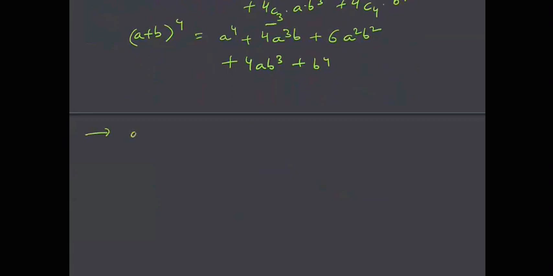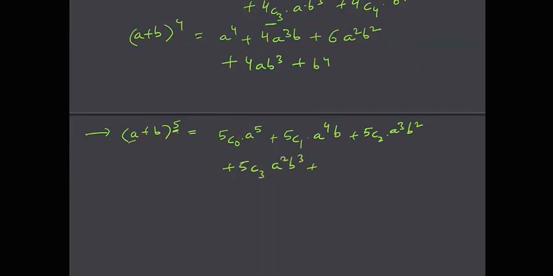Now let us do it for (a plus b) whole power 5. So (a plus b) whole power 5 will be 5C0 into a power 5, because now the power is 5, so the terms will be 5C0, 5C1, 5C2, 5C3, and so on. The highest power of a will be 5, plus now 5C1, where the power of a decreases by 1 and the power of b increases by 1. Plus 5C2 into a cube b square, plus 5C3 into a square b cube, plus 5C4 into a into b power 4, plus 5C5 into b power 5. You can see that the power of a is continuously decreasing by 1, whereas the power of b is increasing by 1.